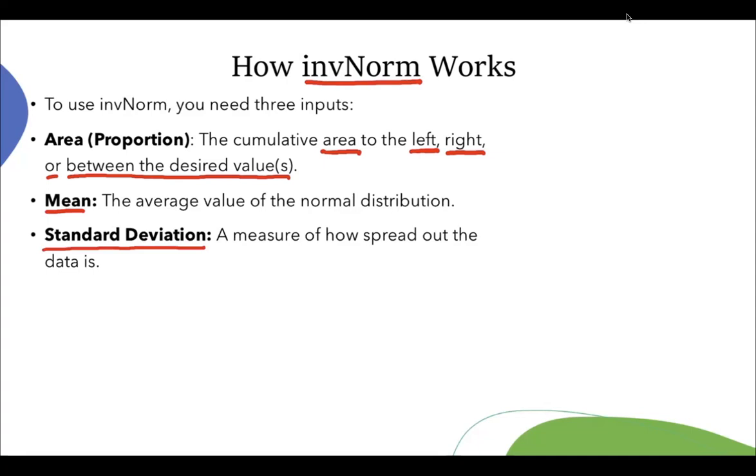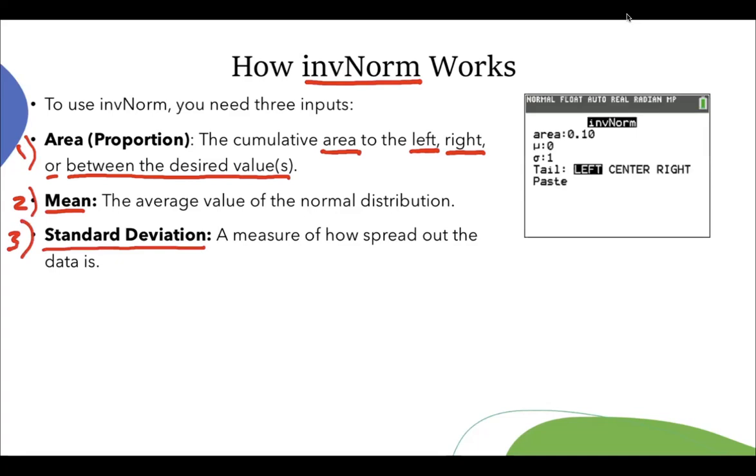So you'll be given these 3 things, and you'll put these 3 things into inverse norm. And this is what it's going to look like on your calculator. Your area needs to be put in the form of a decimal. You're not going to leave it as a percent. So 10% has to be put in as 0.10. And the mean and standard deviation, as we saw with normal CDF.